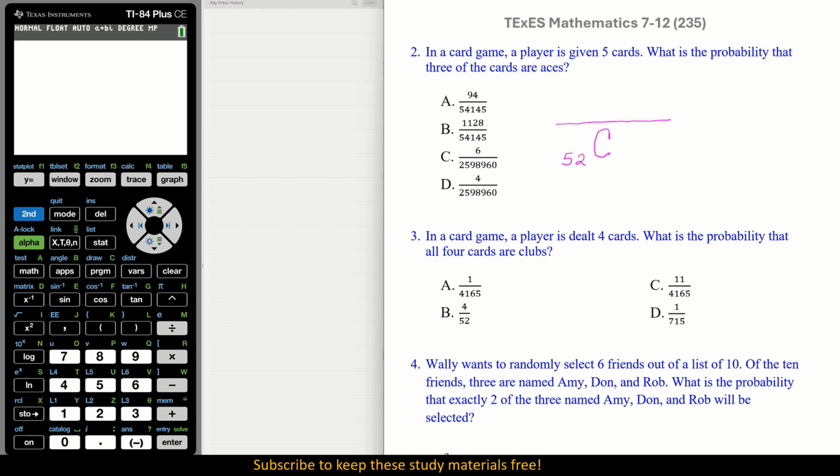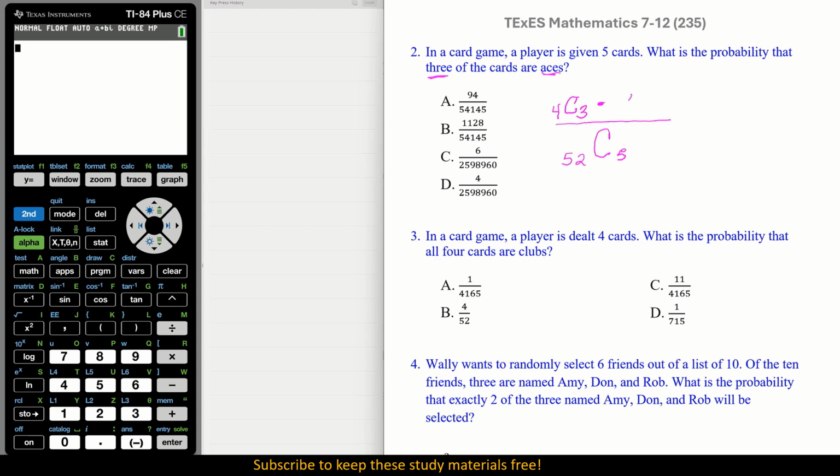Okay. And yes, we are making an assumption that this is an average deck of cards. In a good and well written question, this would actually be stated. And then we want 5 out of those, right? And then it says 3 are aces. So we want 4 aces. The 4 aces, we want 3 out of those 4.